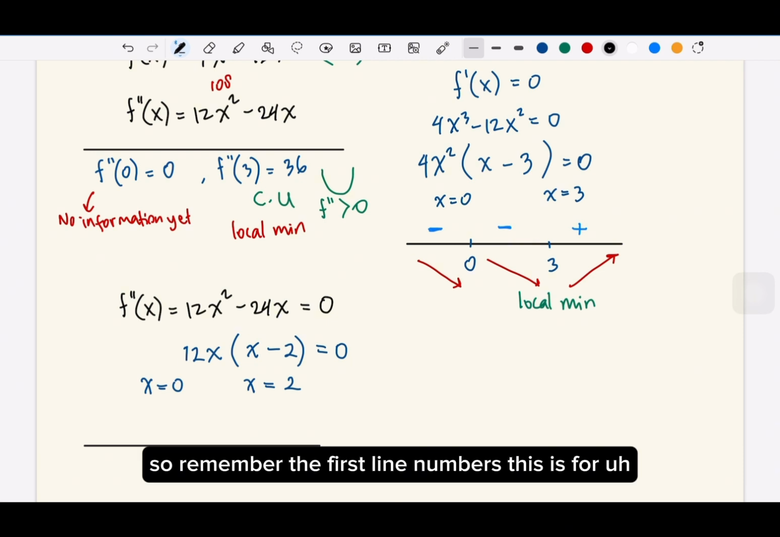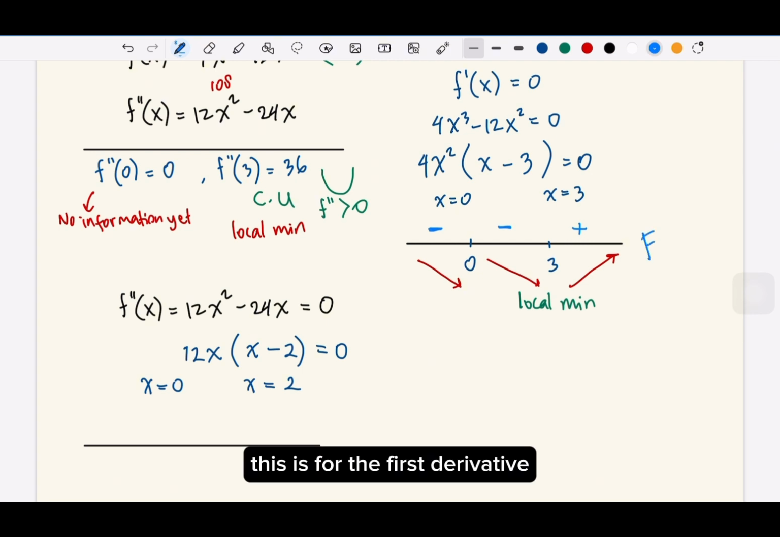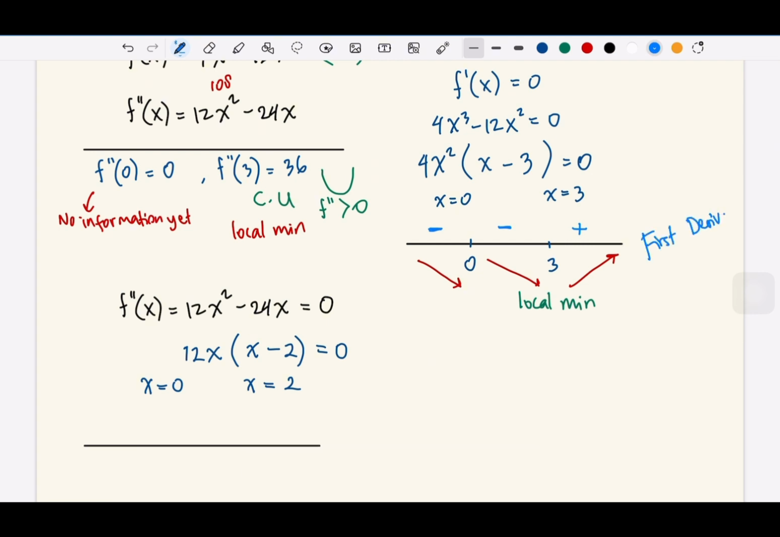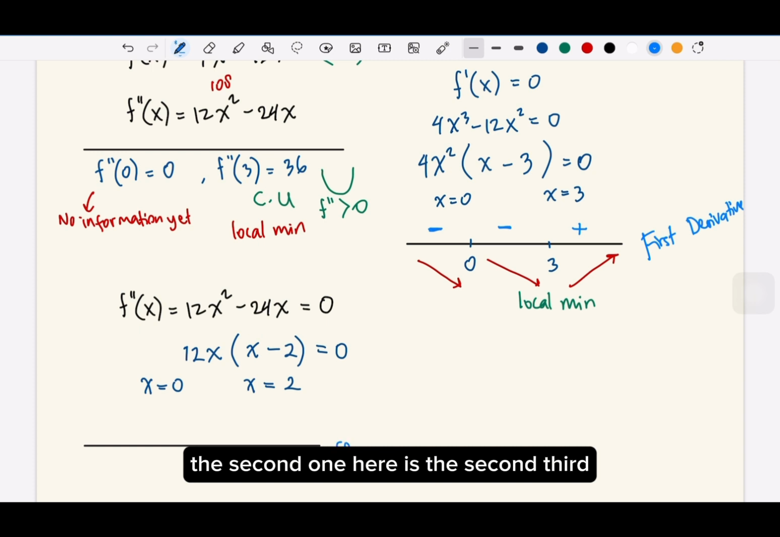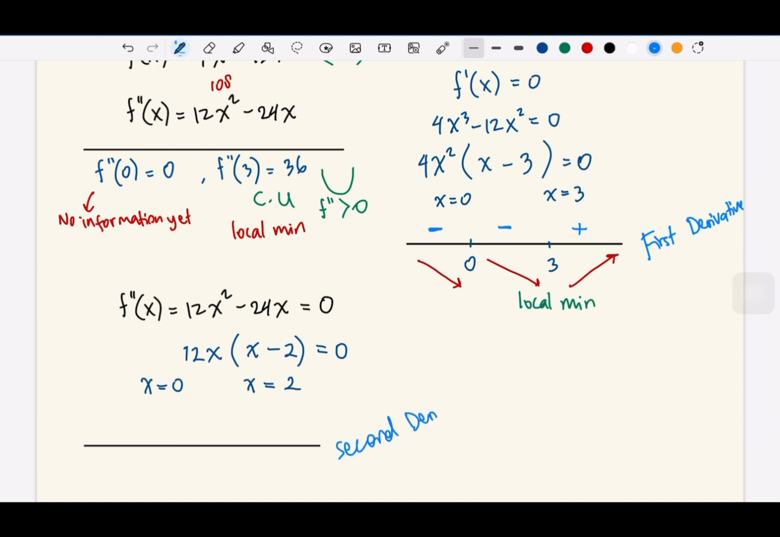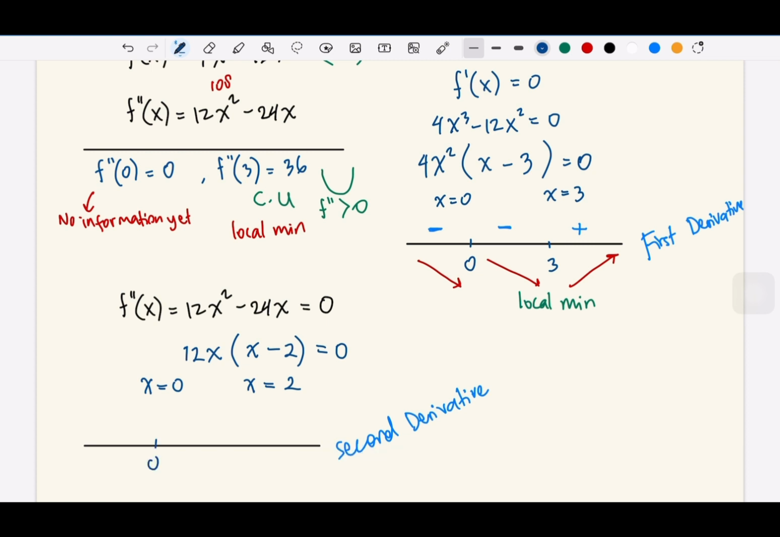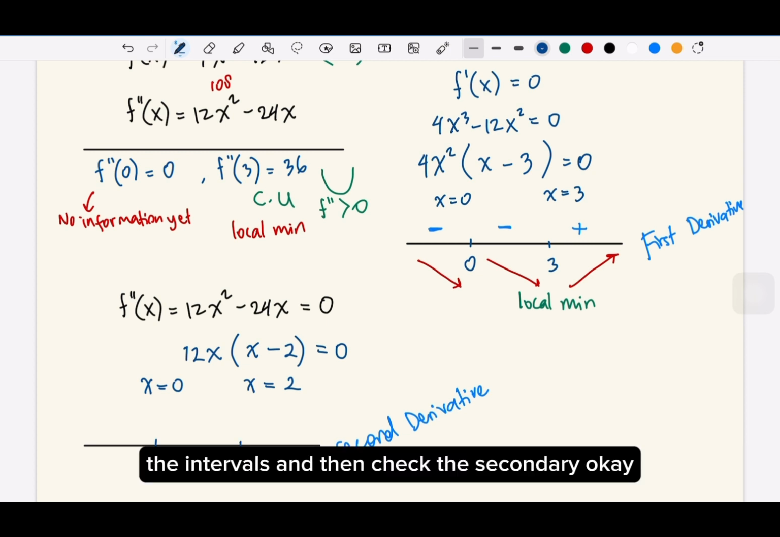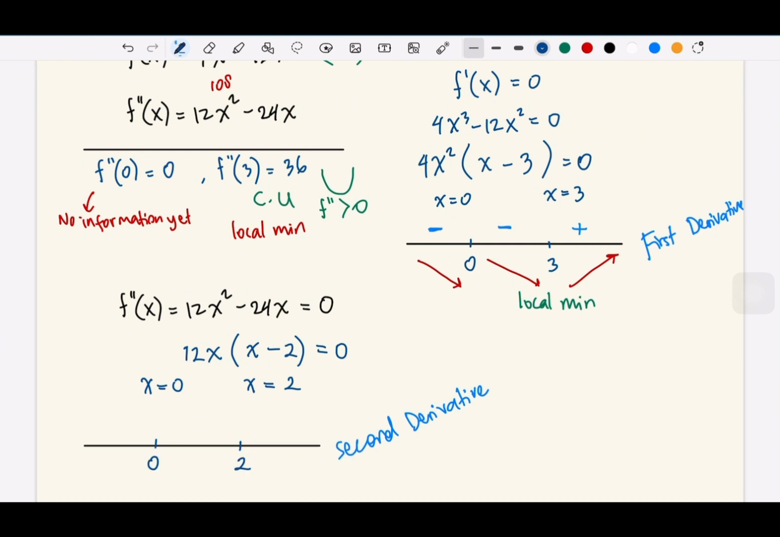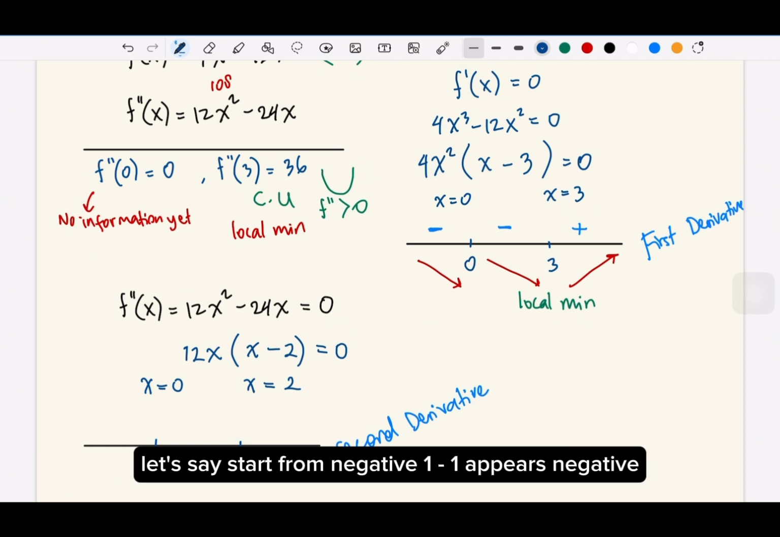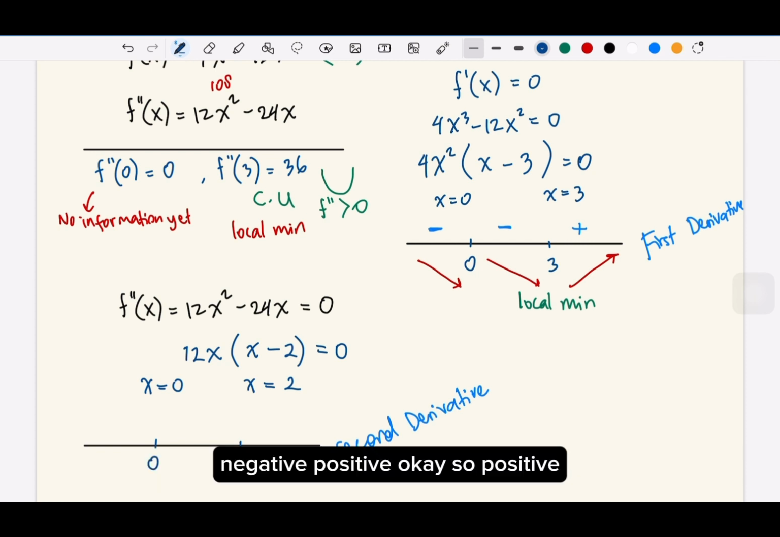And then we can check the 0 and 2 with another line number. So remember, the first line number is for the first derivative. The second one here is for the second derivative. And the way we are doing it is the same. We check the intervals and then check the second derivative. So let's say start from -1. I think that's the easy one here. -1 is negative, so positive.